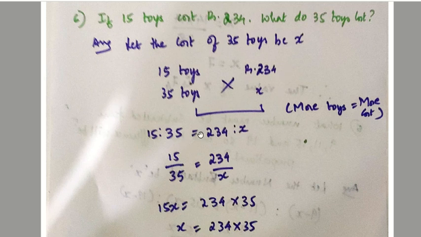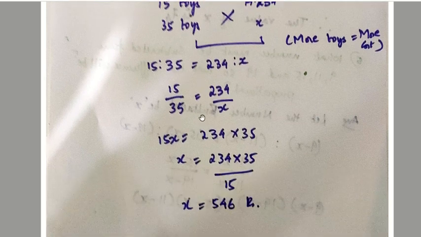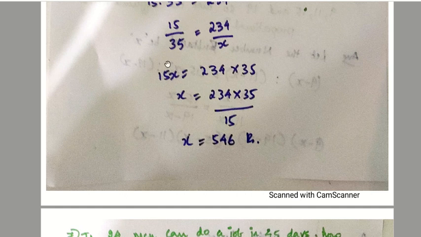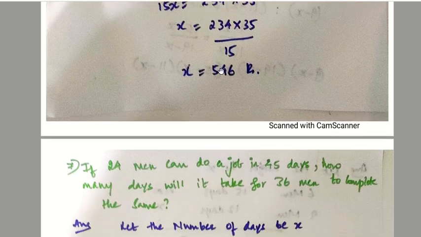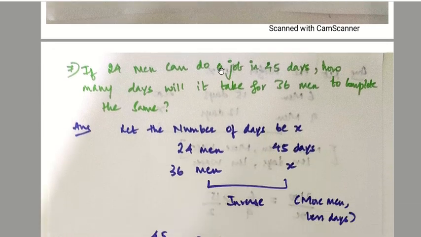So 15 is to 35 is equal to 234 is to x. So 15 by 35 is equal to 234 divided by x. When you cross multiply, 15x is equal to 234 into 35. So x is equal to 234 into 35 divided by 15. x is equal to 546 rupees.